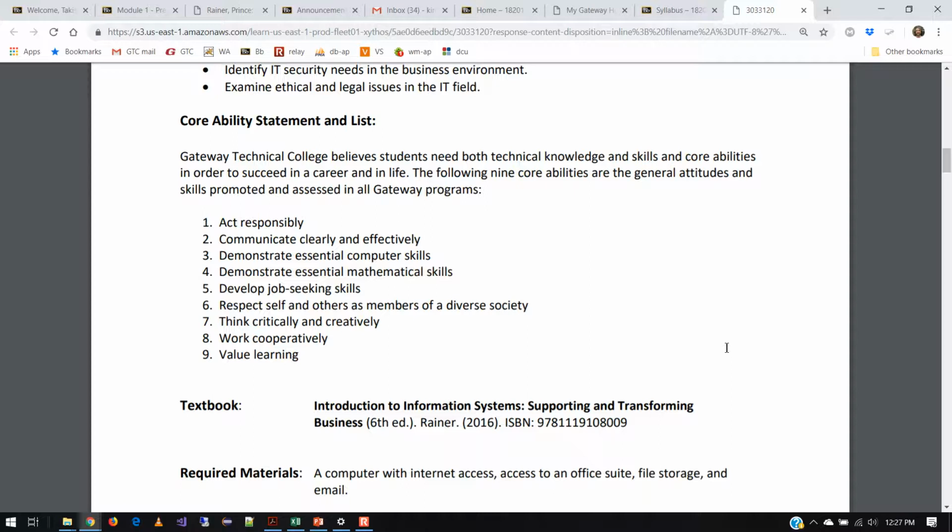Okay, respect others as members of a diverse society, right? I think that's really important. Think critically and creatively, work cooperatively, and value learning. So these are really kind of generic, broad strokes, but you know what? It is really more this list that will get you a job than the stuff that you learn up above. Ultimately, that's why you guys are here, right? You want to have a good life? Yes. Okay.